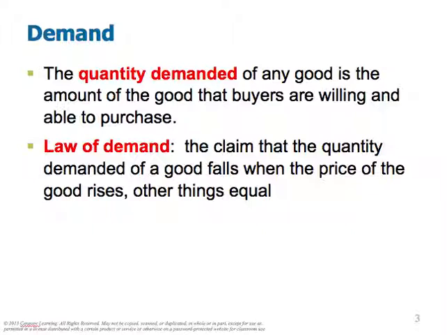Before having a look at that, let's understand the law of demand. The law of demand is basically the claim that the quantity demanded of a good falls when the price of the good rises, other things equal. So if price goes up, quantity demanded falls. If price goes down, quantity demanded goes up. That's the law of demand. Now let's have a look at the demand schedule.